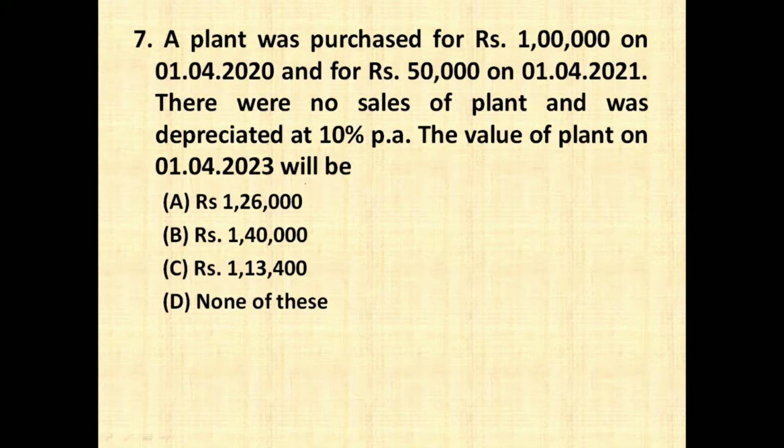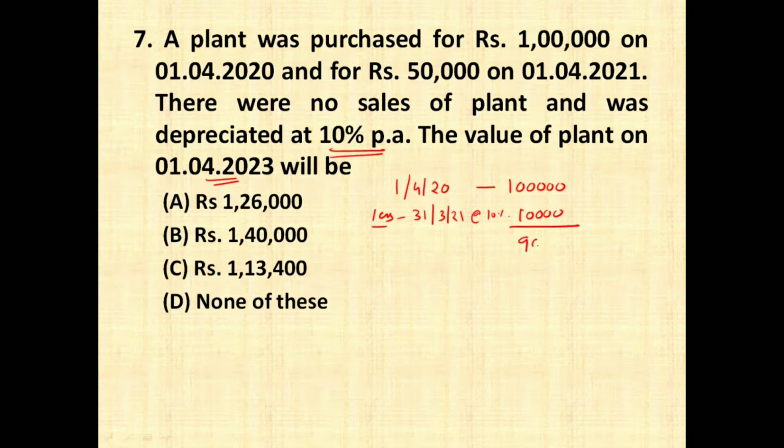A plant was purchased for rupees 1 lakh on 1/4/2020 and for 50,000 on 1/4/2021. There were no sales of plant and it was depreciated at 10% per annum. The value of the plant on 1/4/2023 will be: on 1/4/2020 the value was 1 lakh rupees. Less depreciation for that year, on 31/3/2021 at 10%, is 10,000. So the written down value on 1/4/21 is 90,000.